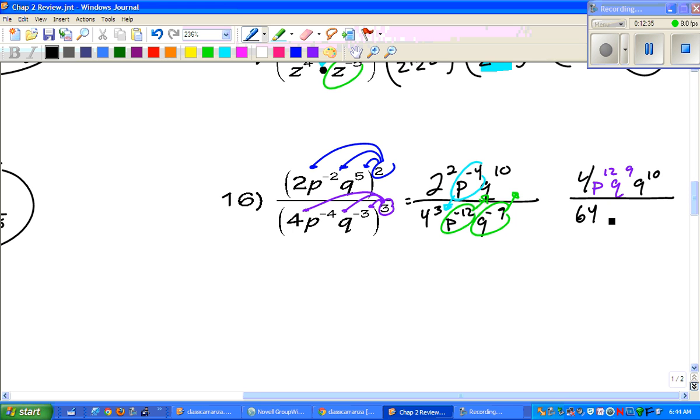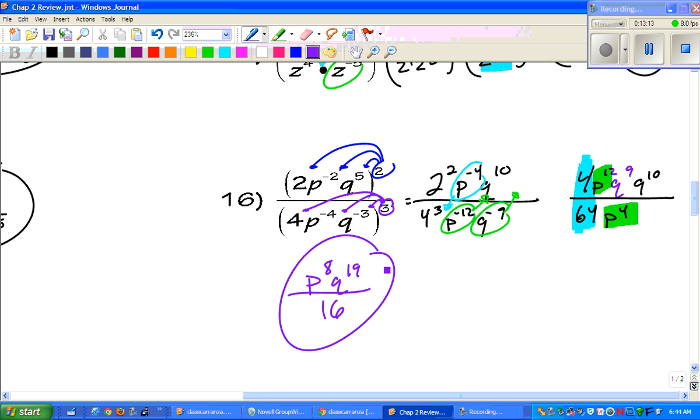4 to the 3rd power is 64. And then we have the P to the 4th. 4 over 64, we can reduce that, and that goes to a 16. The P's, 12 and 4, who wins, the top or the bottom? That is the top by 8. And then Q to the 19th. Let's rewrite that. 16, and there's your final answer.